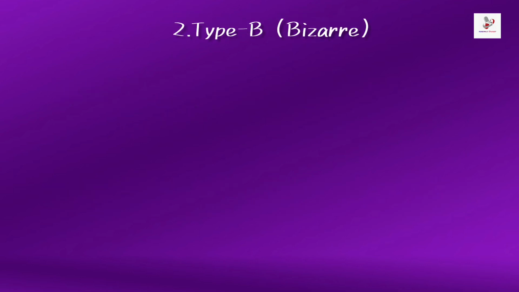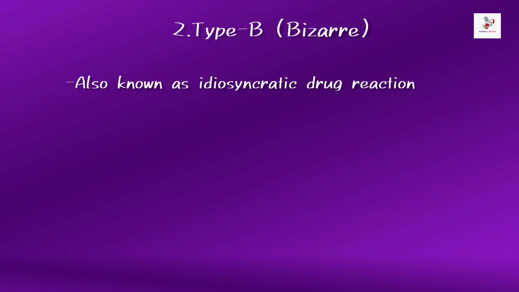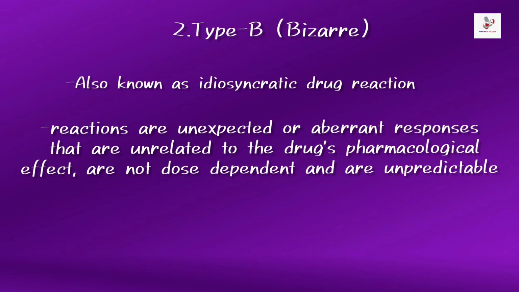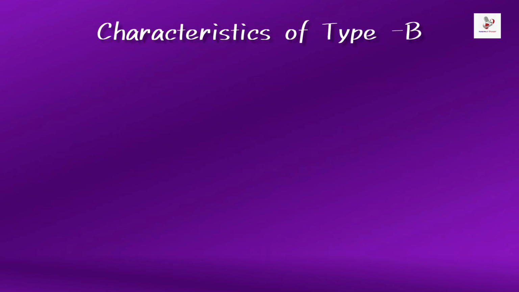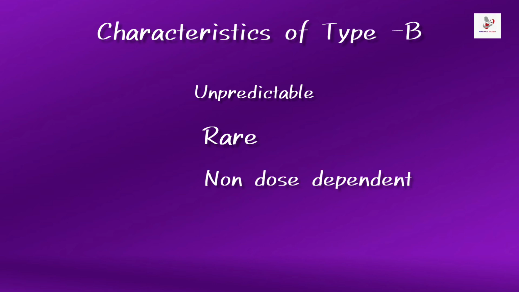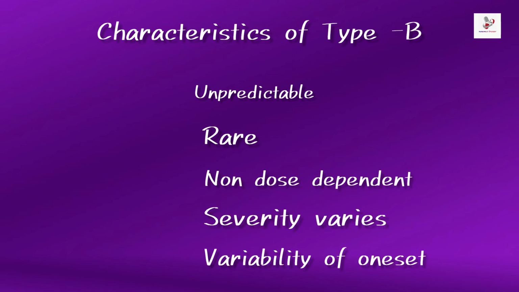Type B stands for bizarre. A type B drug reaction, also known as idiosyncratic drug reaction, is an unpredictable and rare adverse reaction to a medication, and these reactions are not dose dependent and can occur at any time during the treatment, and they are often severe and can be life threatening. The characteristics of type B reactions are unpredictable, rare, non-dose dependent, severity varies, variable time of onset.